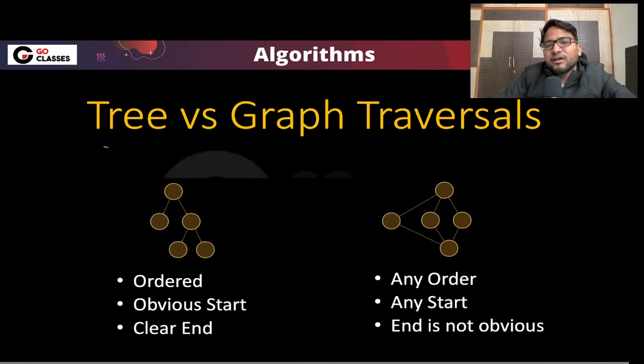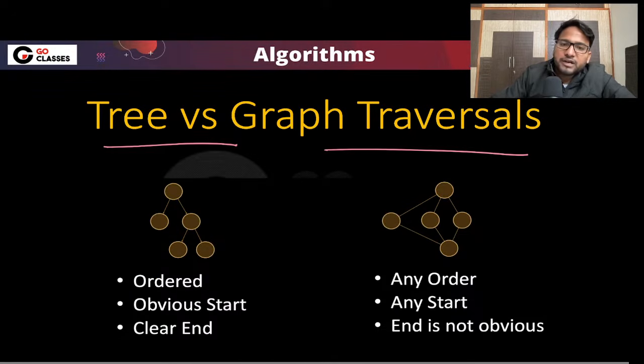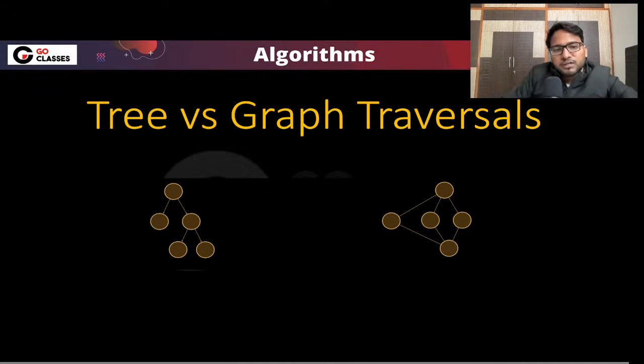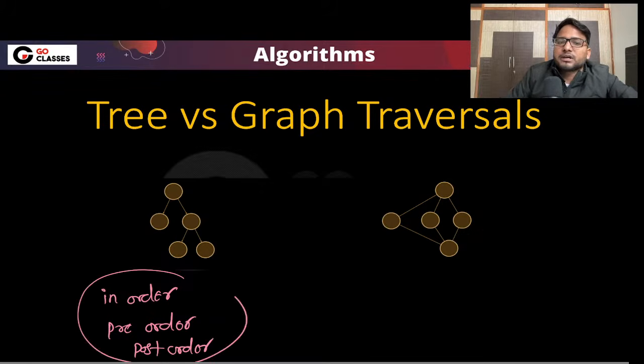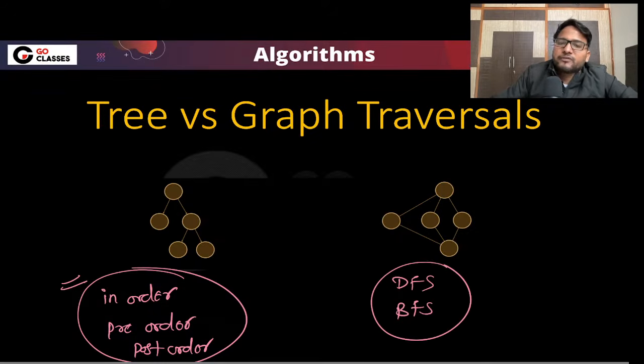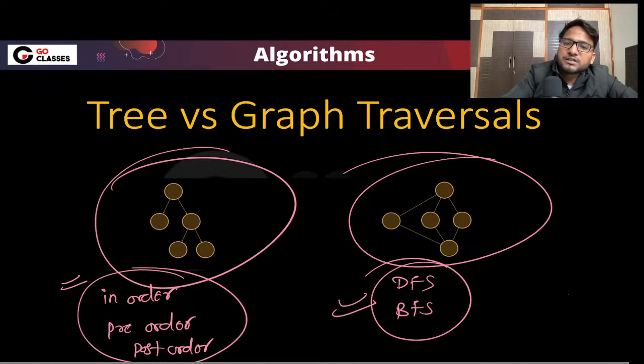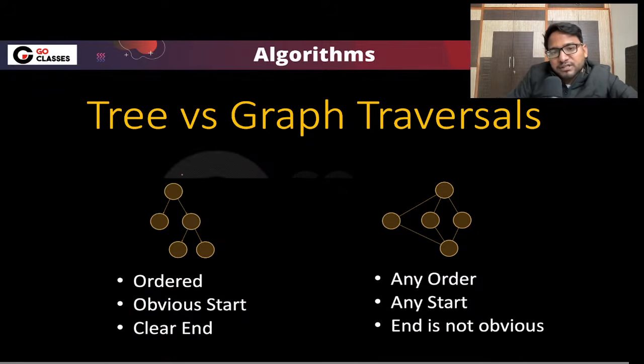Now let's see tree versus graph traversal. In a tree, we have many traversals. Can you tell me what traversals are possible in the tree? You might have studied in-order traversal, pre-order traversal, and post-order traversal. These are the traversals which are possible in the tree. In the graph, DFS and BFS are the most popular ones. So what is the difference between tree traversal and graph traversal? The difference is that in a tree there is a fixed, obvious start, right?